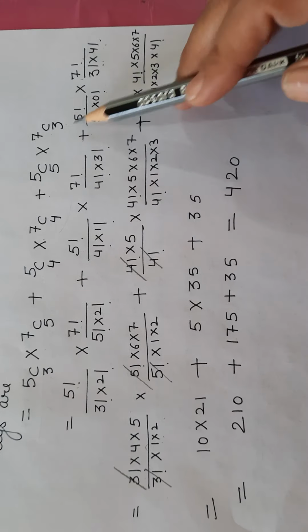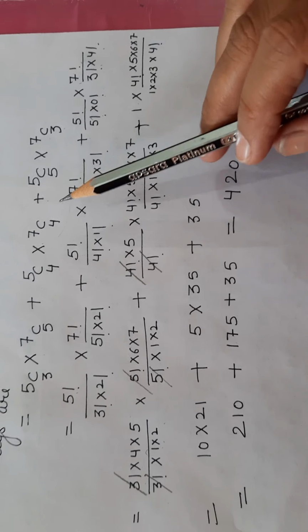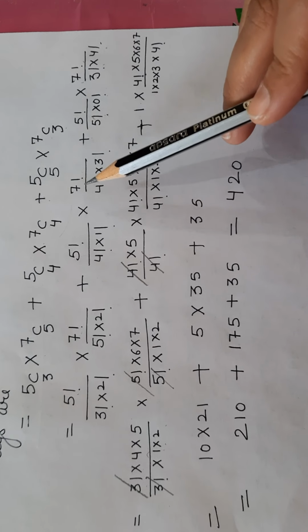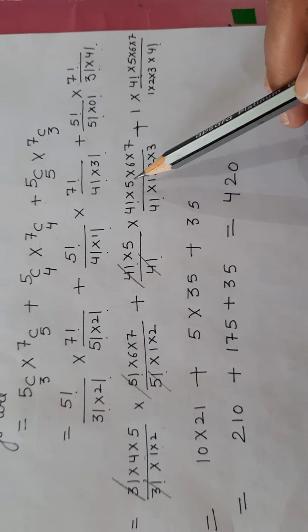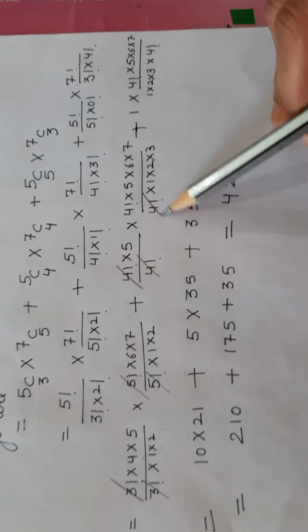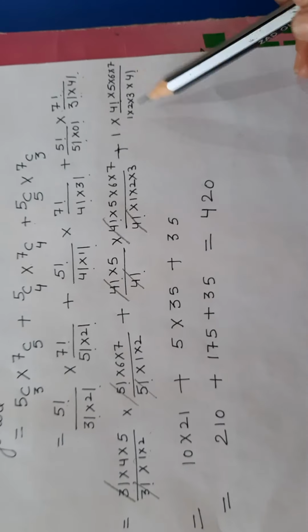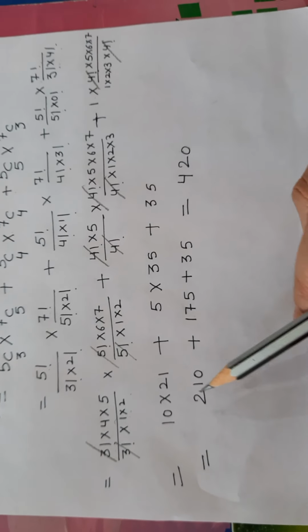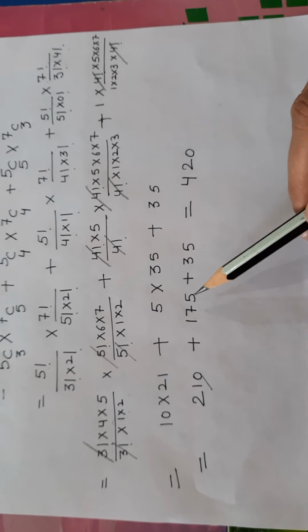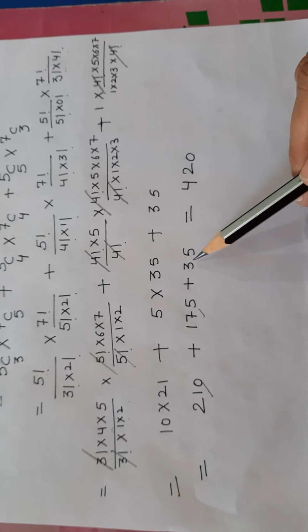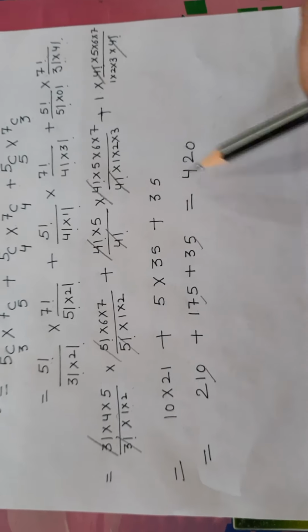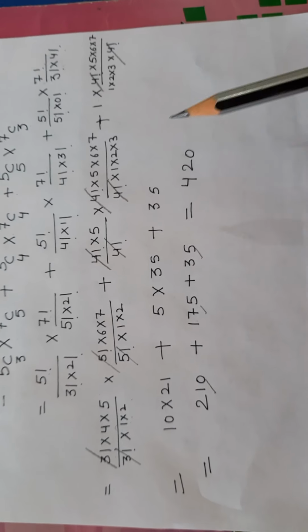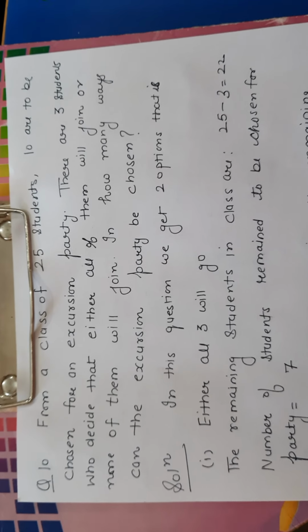7C4 is always equal to 7C3, so you can apply this result here also. This is 4 factorial into 5 into 6 into 7. In the same way you can do the simplification for this part. On multiplication, the answer of the first part is 210, the second is 175, the third is 35. Add all these, you will get 420.